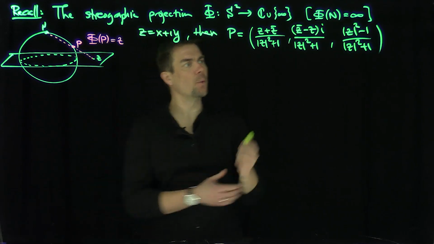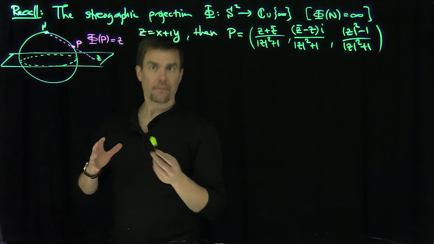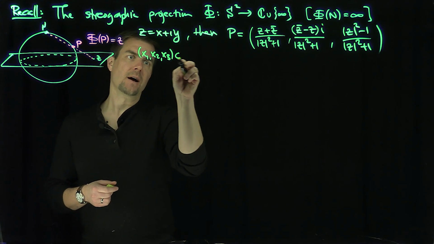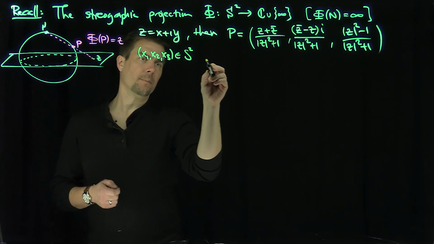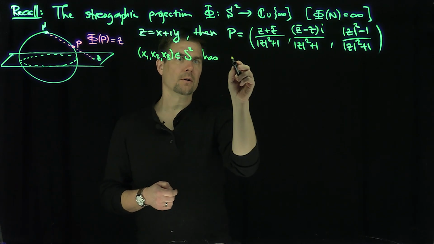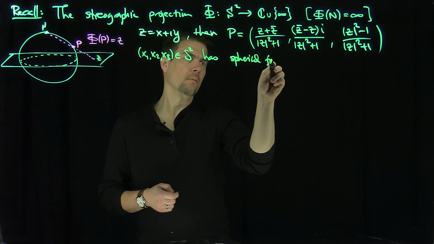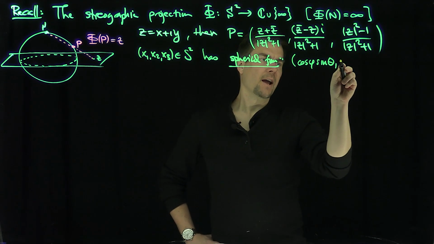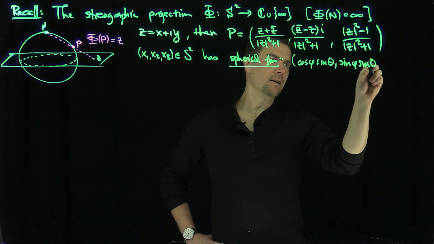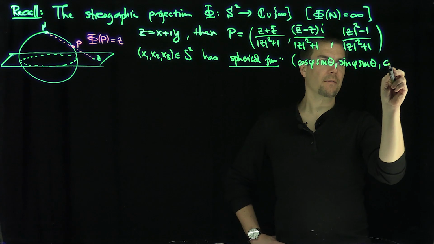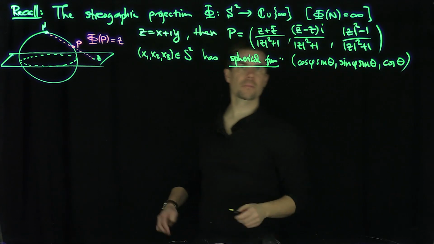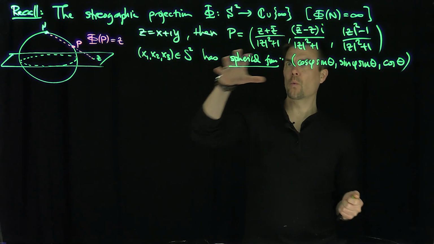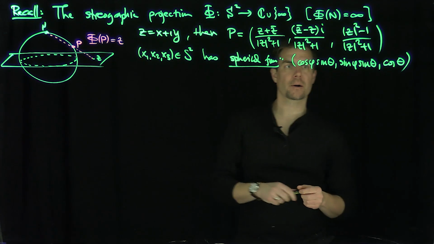Now let's first put this into spherical coordinates. The point x1, x2, x3 on the sphere S2 also has the spherical form: cosine of phi sine of theta, then sine of phi sine of theta, and then cosine of theta. Beautiful. Now this is really what we want to do: figure out a formula for this stereographic projection in terms of the complex point over here. So how can we do that?